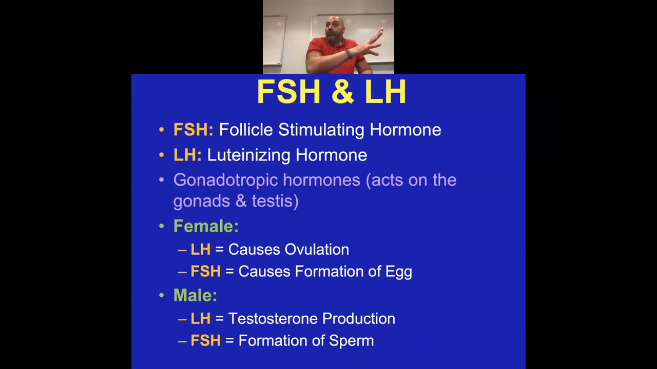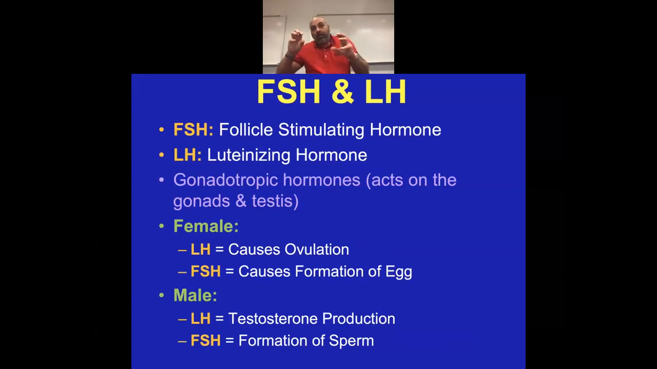All right. FSH, LH, both males and females have them, the hormones, but they do different things. Okay. So LH causes ovulation. Luteinizing hormone causes the egg to leave the ovary. We're going to go through this in detail, but this is approximately 14 days before menstruation.